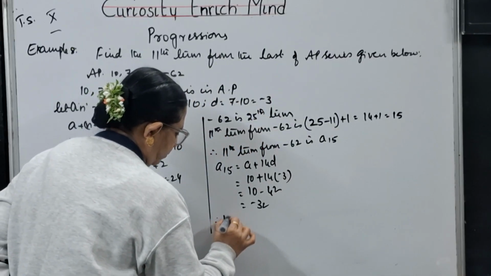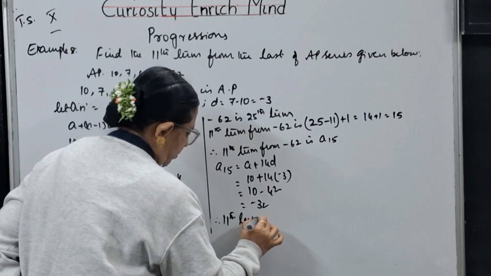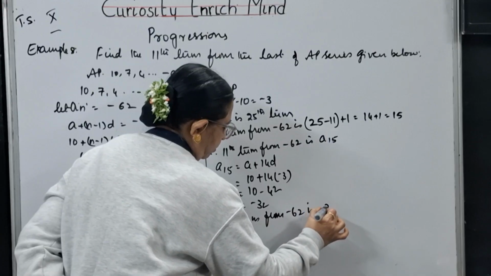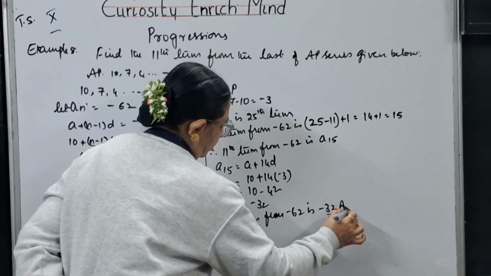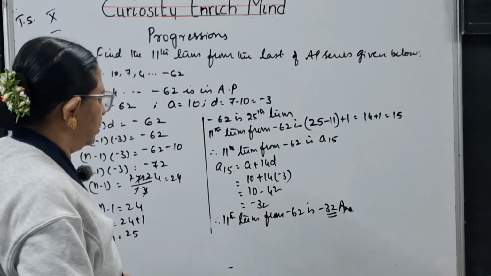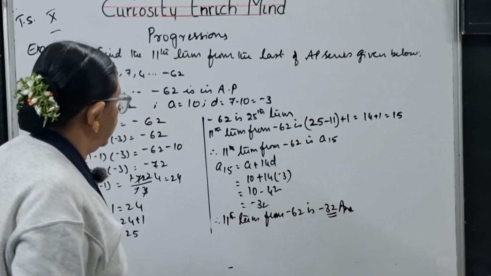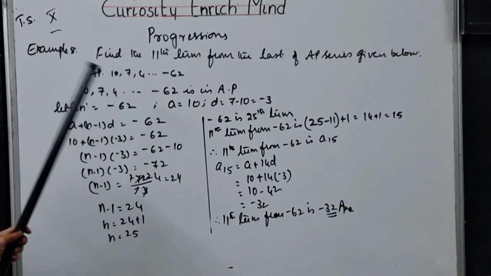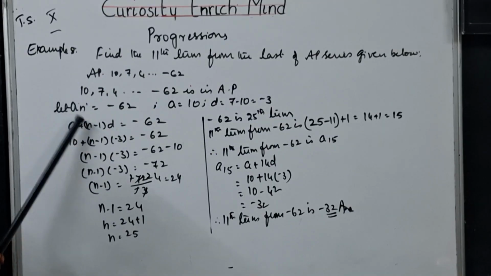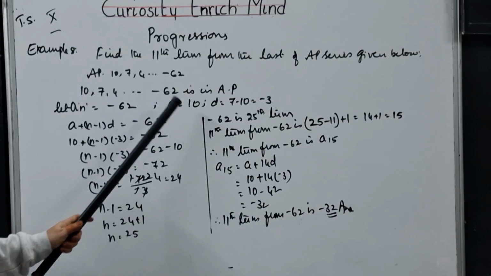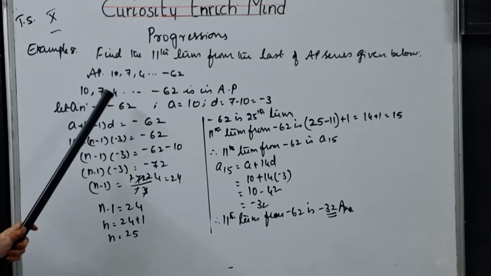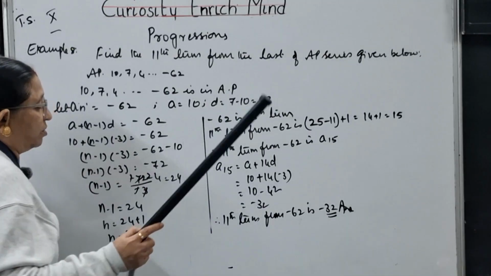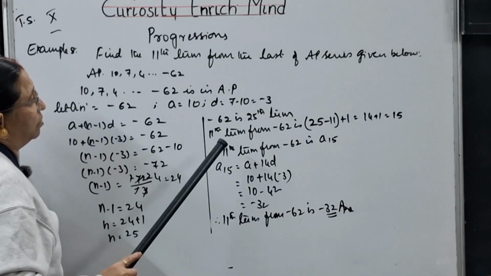Therefore, the 11th term from minus 62 is minus 32. This is the answer, children. So actually, you need to find out what is from minus 62 back counting. So for back counting, either you can do this sum in this way, or you should keep on reducing by minus 3 like that to get 11 terms, or to get an AP like that. But instead of that, this procedure will be very easy for you, children.